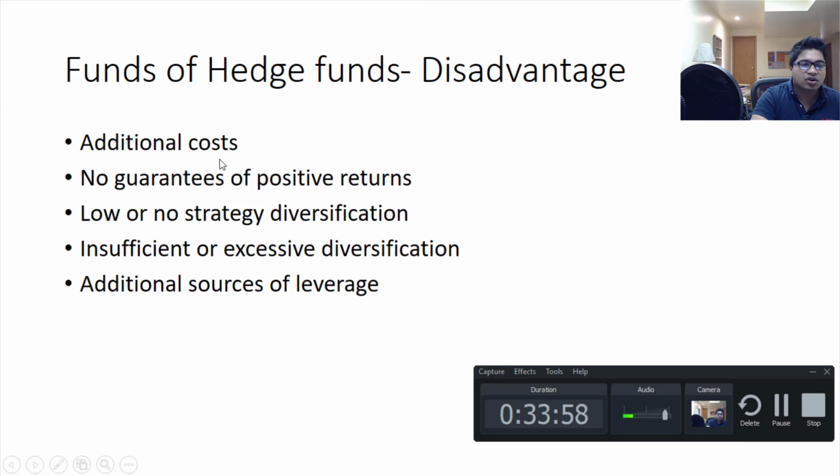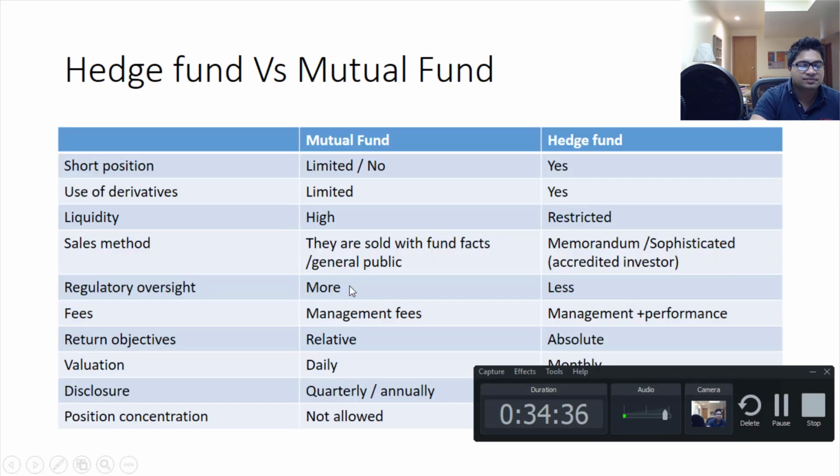Disadvantage: there is additional cost. Still there is no guarantee of positive returns. There is low or no strategy diversification. If you're investing in a single strategy multi-manager fund of funds, then there is no diversification of strategy. There can be insufficient or excessive diversification. So you can have a fund of funds only having 10 hedge funds, or you can have a fund of funds having 1000 hedge funds. In that case, there is excessive diversification. And they can have an additional source of leverage. They can borrow money and then invest in hedge funds, so that creates additional leverage.